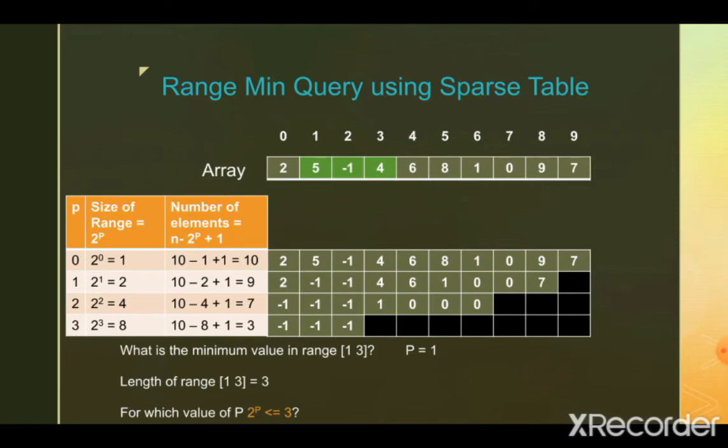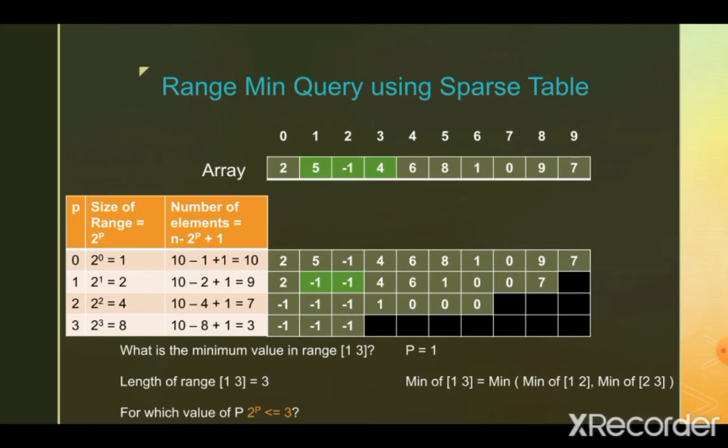Now this range from 1 to 3, whose length is equal to 3, we divide it into two ranges of length equal to 2 to the power of p. In this case it is equal to 2. So we divide this range from 1 to 3 in two ranges of length equal to 2. Those two ranges are range from 1 to 2 and range from 2 to 3. And the minimum of the entire range from 1 to 3 is equal to minimum of the range from 1 to 2 and the minimum of range from 2 to 3.